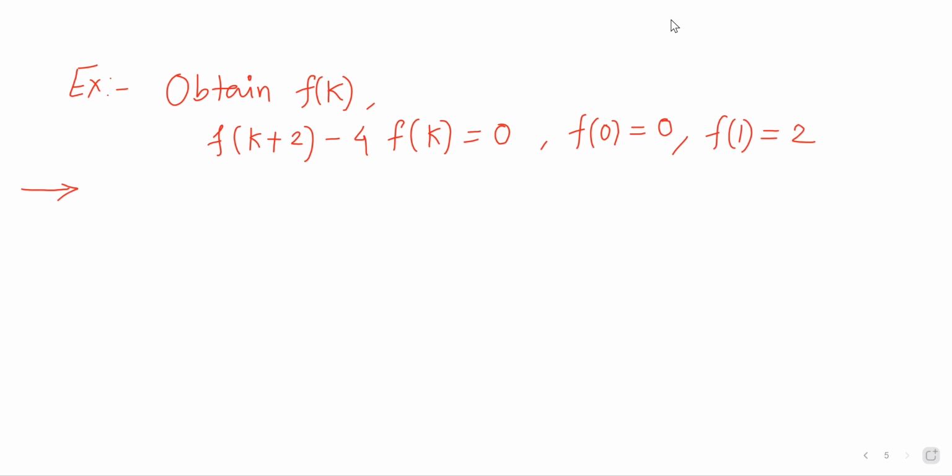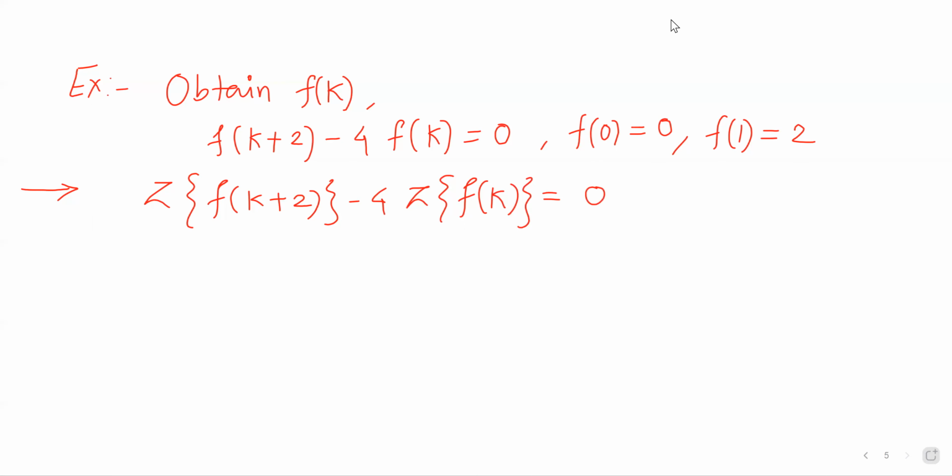So for solving this, you apply first of all Z transform on both sides, correct? So I just take Z transform on f of k plus 2 minus 4 times Z transform on f of k. And what is Z transform on 0? It's 0 only. What is Z transform on f of k plus 2? It will be z square f of z minus z square f of 0 minus z times f of 1, minus 4 times f of z, is equal to 0.